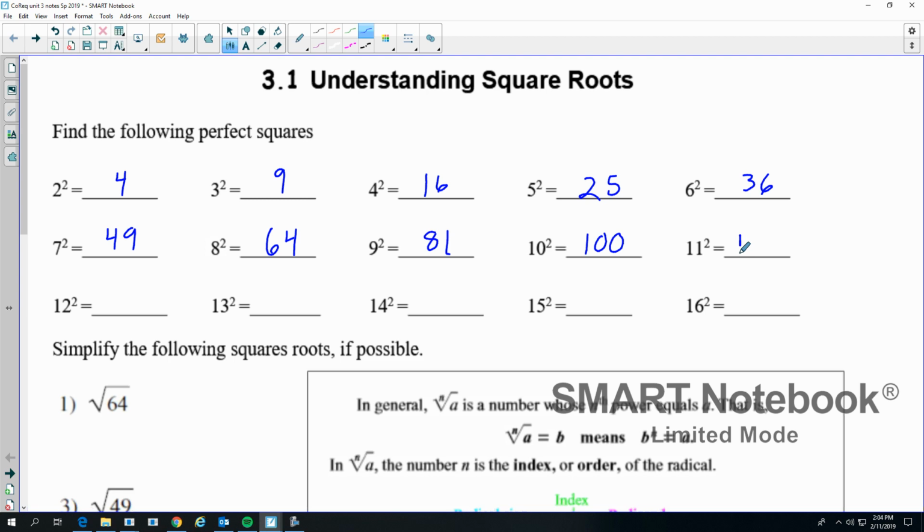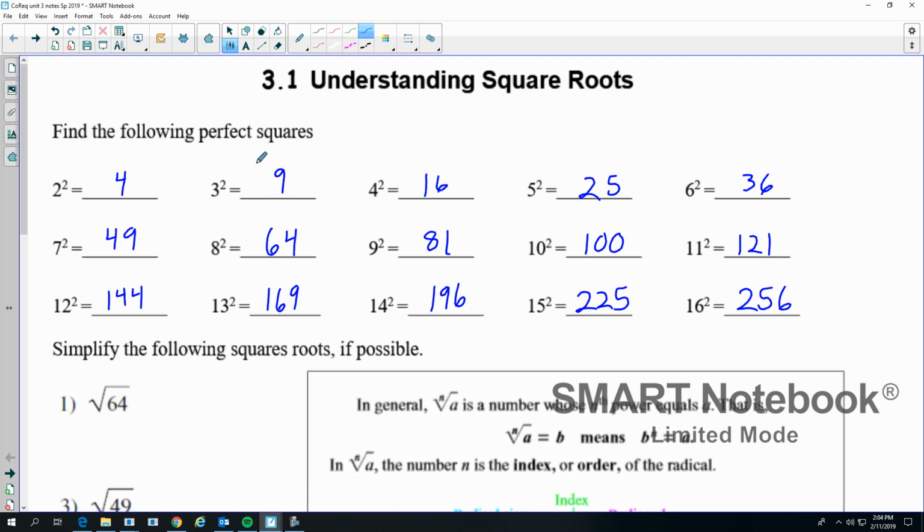But we're going to go ahead and do a couple more that hopefully we can memorize. 11 squared is 121. 12 squared is 144. 13 squared is 169. 14 squared is 196. 15 squared is 225. And 16 squared is going to be 256. So the main thing is you definitely want to know up to 10, and these other ones will be helpful too, okay? So what we're about to do is basically the opposite of squaring.